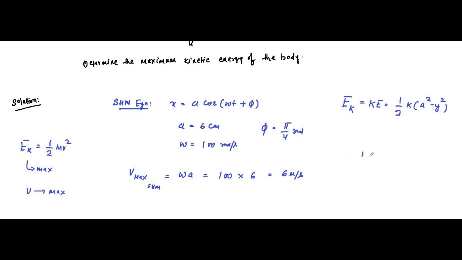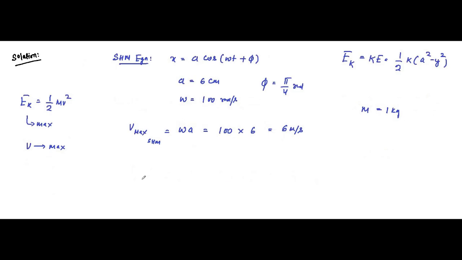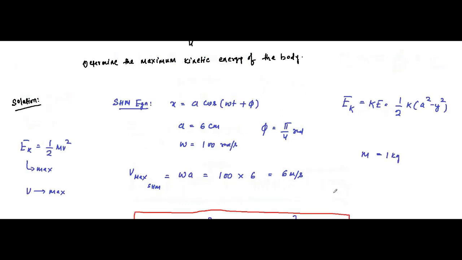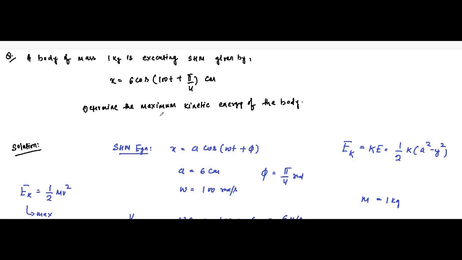Then the mass of the object is given as 1 kg. So simply we put this in: the maximum kinetic energy E k max is equal to 1/2 m V max whole square, which is equal to 1/2 into 1 kg into 6 square, that is 36 by 2, that is how much? 18 joule. So that is the maximum kinetic energy of the object undergoing SHM as per the data given in the question. So a very simple and straightforward introductory question related to the maximum kinetic energy of a body undergoing SHM.